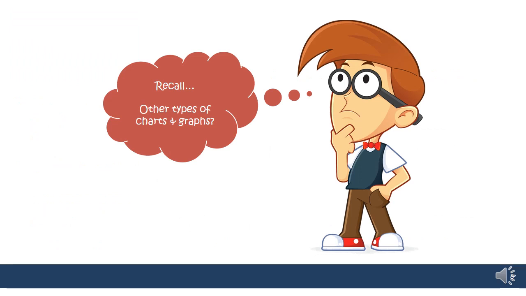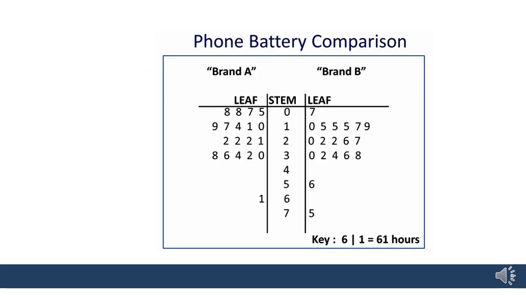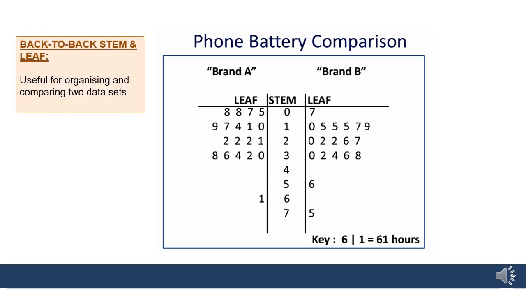So those are the types of graphs and plots that we're mostly going to focus on in grade 10. But you do need to remember the other types that you learned in previous years. The first type is called a back-to-back stem and leaf plot, and there's a question like this in your homework that you have to do tonight. A back-to-back stem and leaf plot is useful when we're organizing and comparing two different but related data sets.